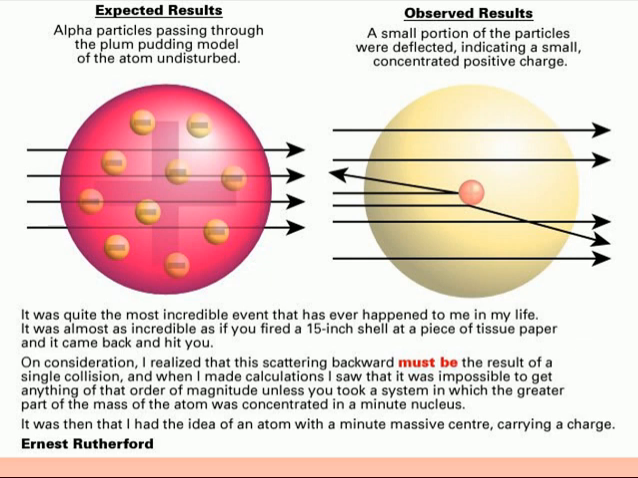On consideration, I realized that this scattering backward must be the result of a single collision. And when I made calculations, I saw that it was impossible to get anything of that order of magnitude unless you took a system in which the greater part of the mass of the atom was concentrated in a minute nucleus. It was then I had the idea of an atom with a minute, massive center carrying a charge. And that was the first idea of a nucleus, some nuclear concentration of matter came from this result, and Rutherford actually coined that term nucleus in his description of his results.